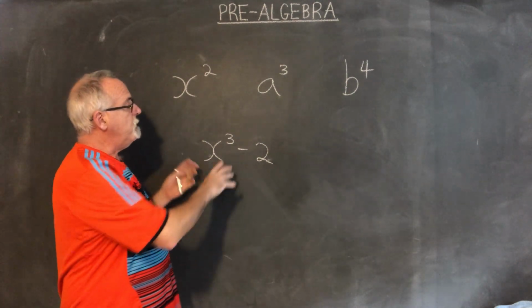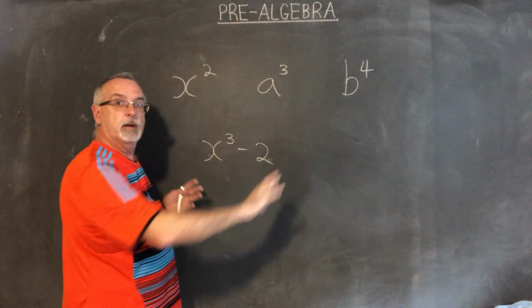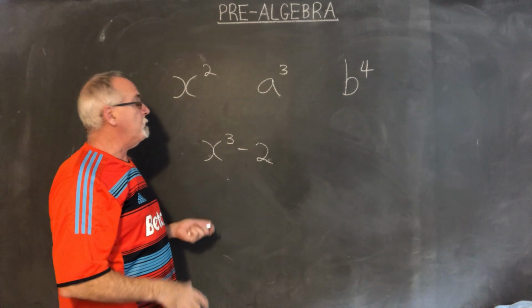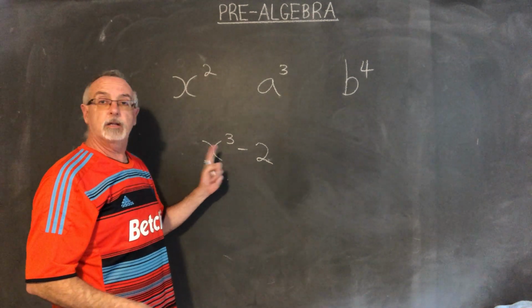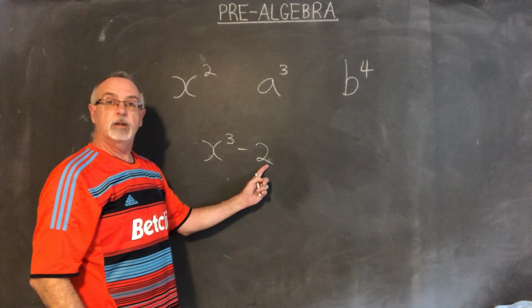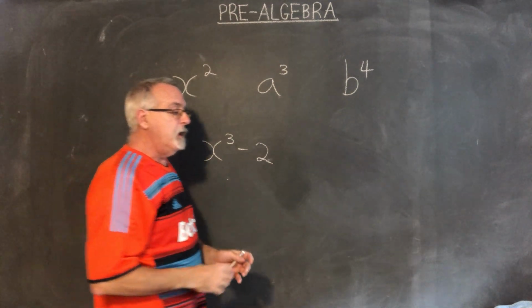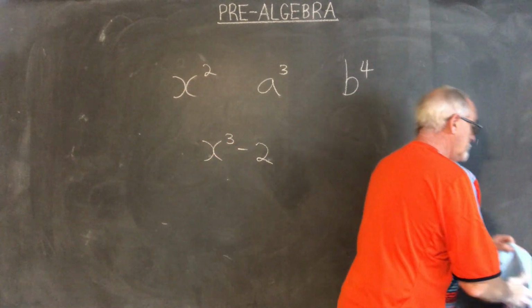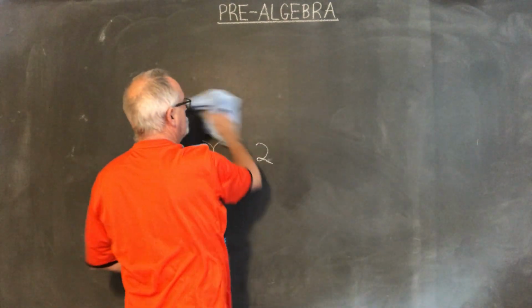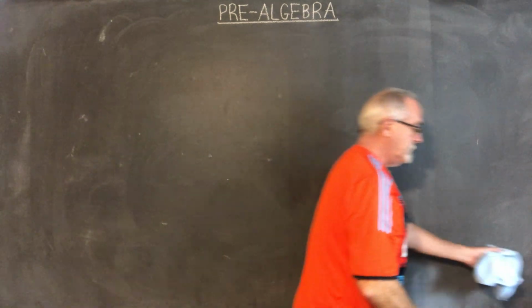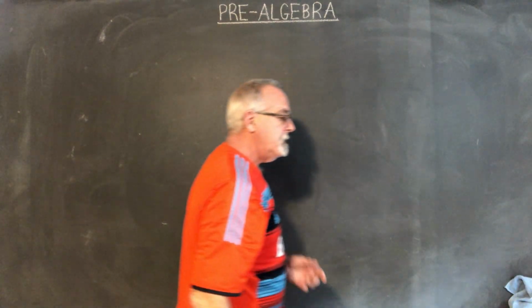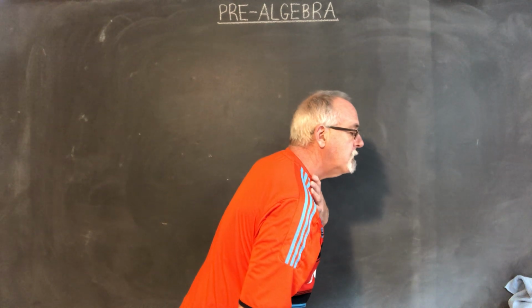But what if I had a longer algebraic expression with a whole bunch of terms? And what if there was more than one term that has x cubed? What if there was more than one constant term that had a number with no variable? Well, let's find out. Let's do it. And we'll get back to evaluating expressions with exponents soon.